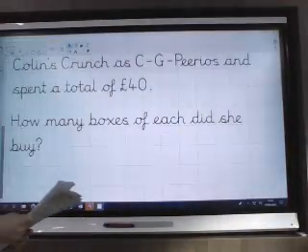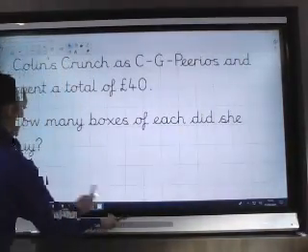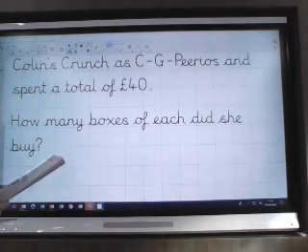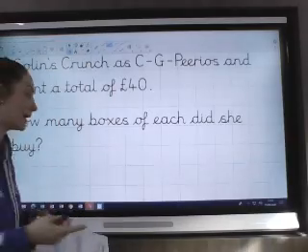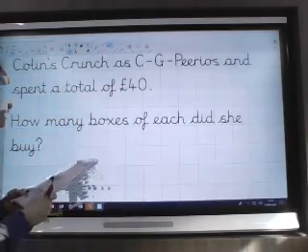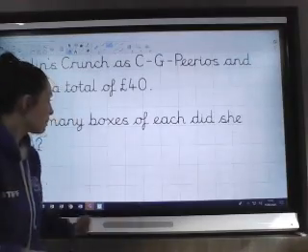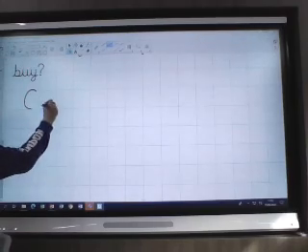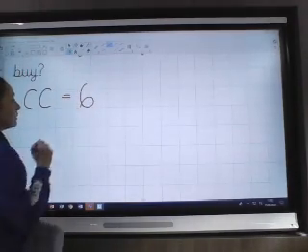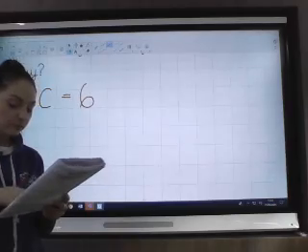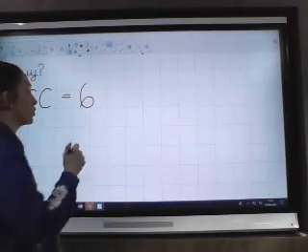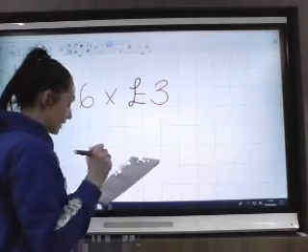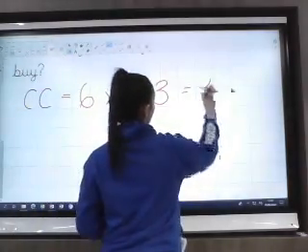So, for example, where's my pen? Scroll down a little bit. So, if she bought, for example, I'm going to try 6 boxes first. So if she bought 6 boxes of Collins Crunch, I'm just going to call it CC so I don't have to write it out. So if she bought 6 of those, they're £3 each. Okay, so 6 times 3 is 18, isn't it? So that would be £18.